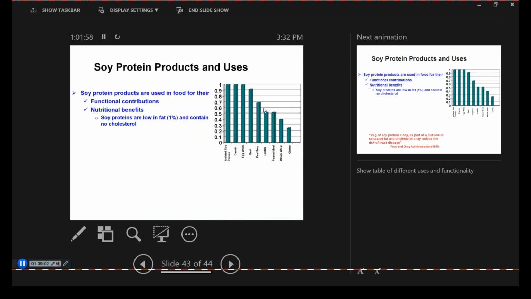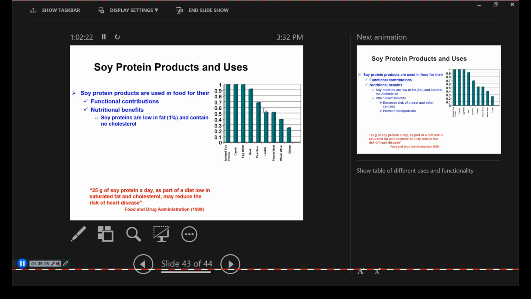Okay, this is the nutritional value very quickly. It has high nutritional value, PDCAAS of 1. And it's low in fat, which led to that claim of 25 grams of soy protein a day as part of a diet low in saturated fat and cholesterol may reduce the risk of heart disease.